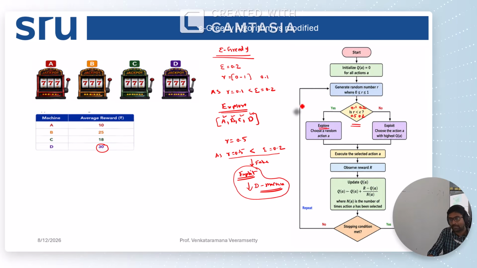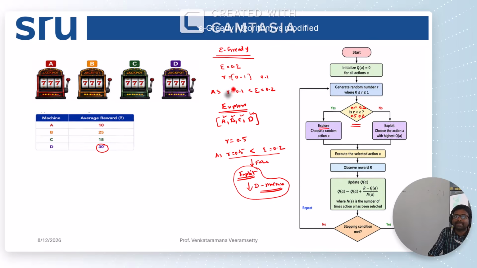Based on the previous values, whichever machine gives the highest return, you stick with that machine only. You didn't try any other machines, so you're not going to exploration. Then how can we benefit when some other machine gives better results? That is the limitation of the greedy algorithm. To avoid that, to balance exploration and exploitation, epsilon greedy comes into the picture.